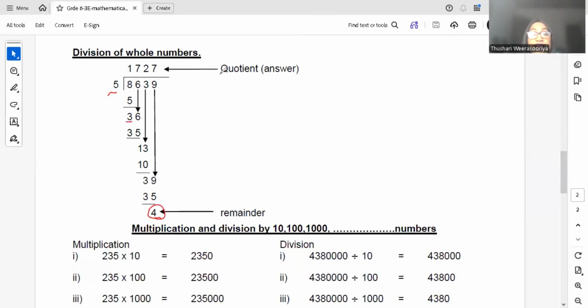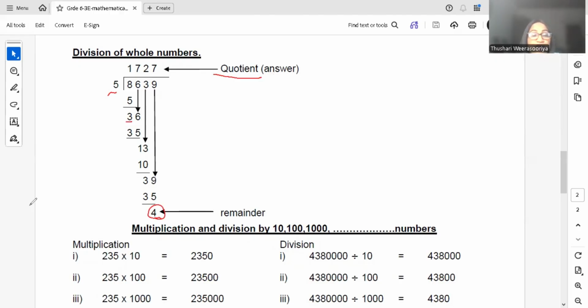This is the answer. There is another special name. You must know this: quotient. Sometimes in the exam, they will say write the quotient. That is the mathematical term for answer. You must know that word also.